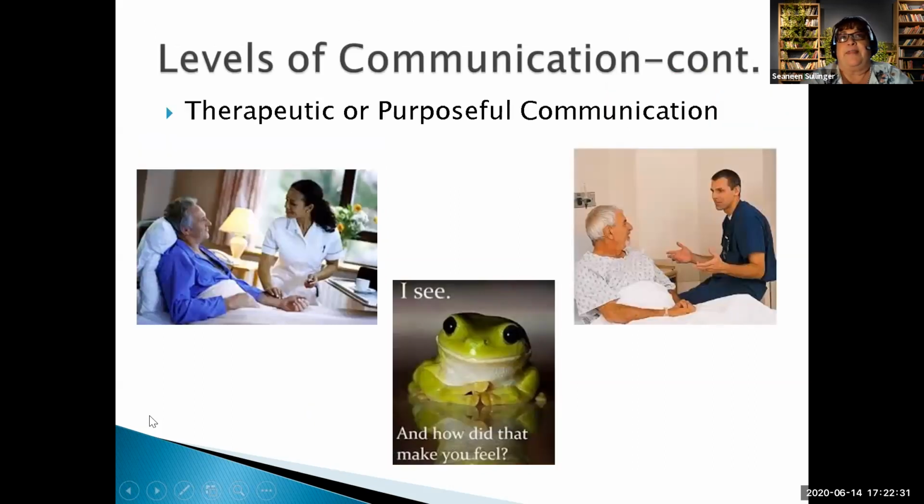And then when you talk about therapeutic communication, I think the best way to think of that is that therapeutic communication is purposeful communication. There's a reason that you're having this conversation. There's either a point you're trying to get across, or support someone, listen to them, and usually there's a goal. It's purposeful communication. So there's some type of goal to that conversation.